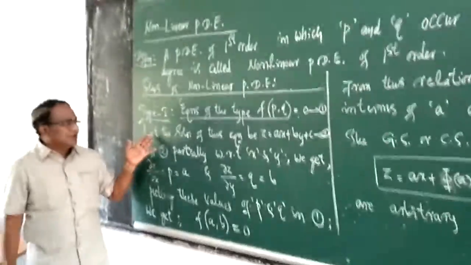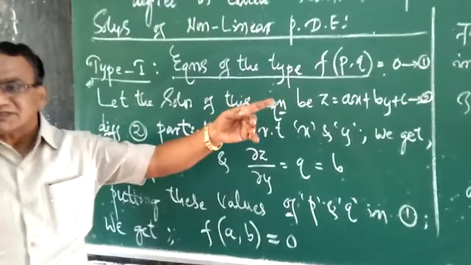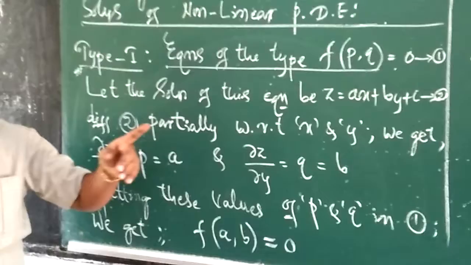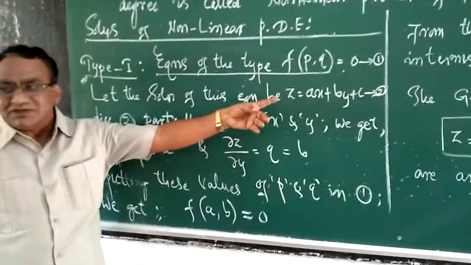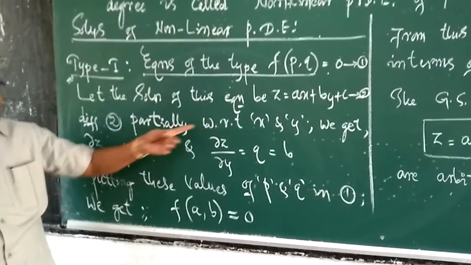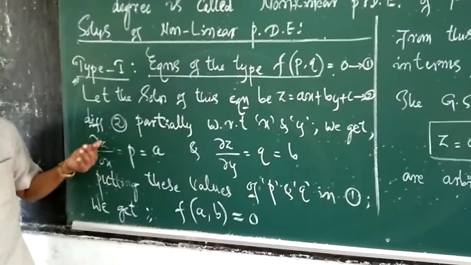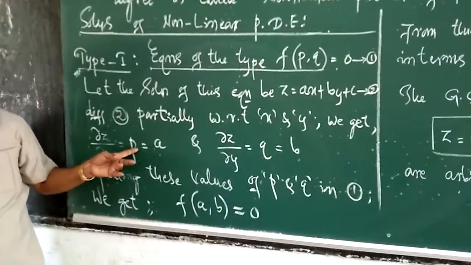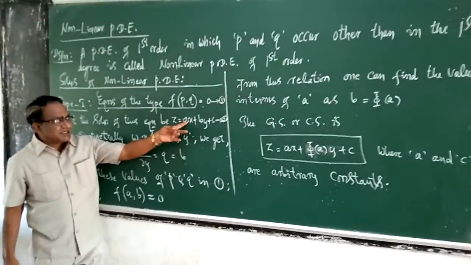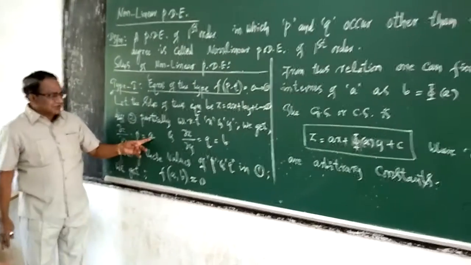Let the solution of this equation be z is equal to ax plus by plus c. You have to assume the solution of this equation as z is equal to ax plus by plus c. And now differentiate equation 2 partially with respect to x and y. Thereby we get the partial derivative of z with respect to x, dou z by dou x, which is denoted by p, and is equal to the partial differentiation of the right hand side with respect to x, which is a. The other terms are 0. So thus we get p is equal to a.